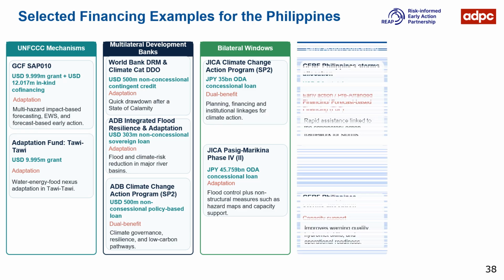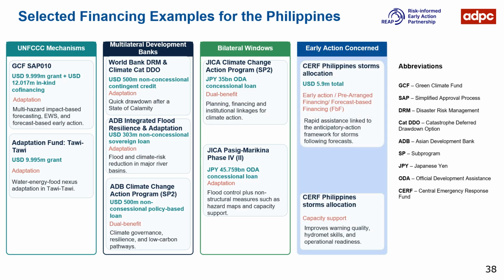The early action-related examples are particularly important. SURF support linked to anticipatory action and technical cooperation for hydrometeorological capacity shows how early warning, readiness, and finance can work together.